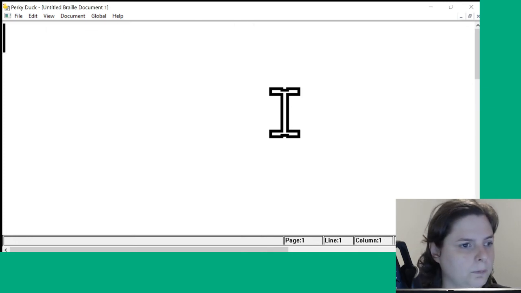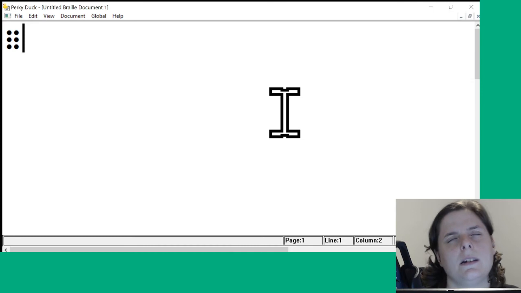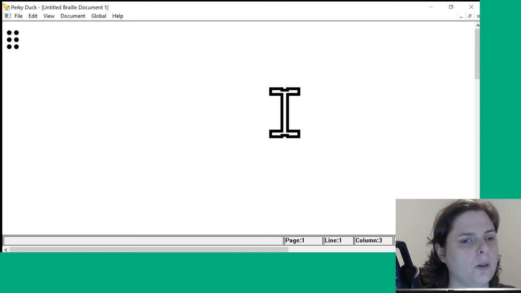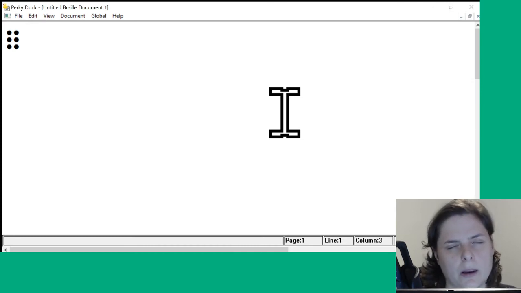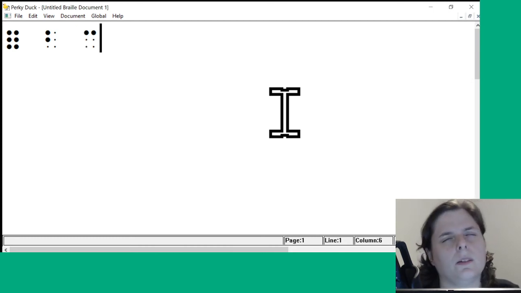So, for example, I'm going to keep on doing the full cell first, just so the visual people out there can get an idea of where these cells are located. If I wanted to do a B, for example, it would be dots 1 and 2, and I'd push those down at the same time. C would be dots 1 and 3. So that's really as simple as it is.